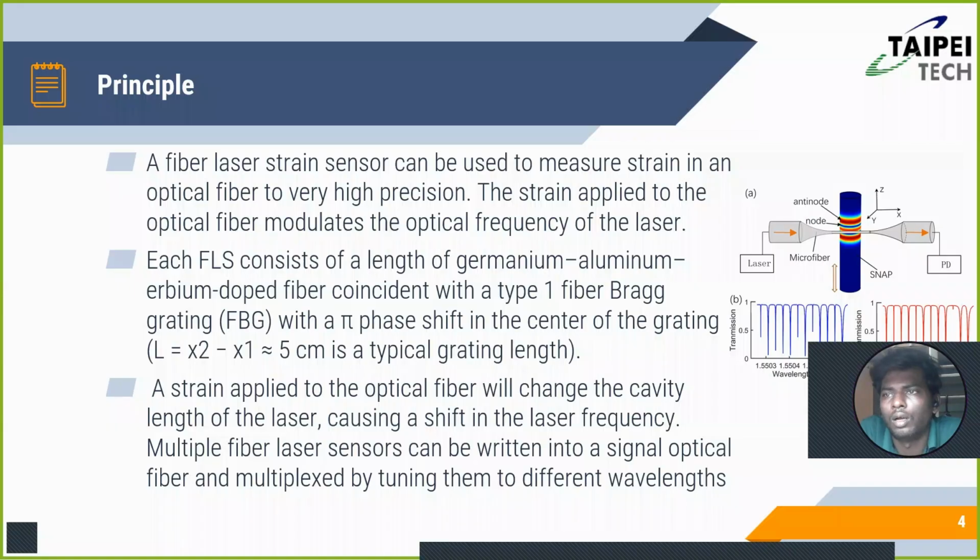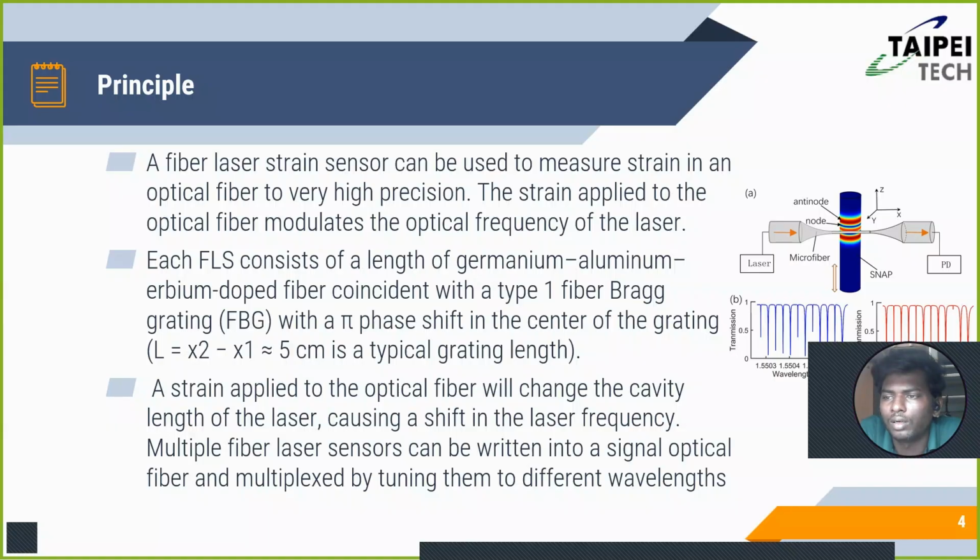Principle: how does it work? The fiber laser strain sensor uses strain induced modulation of the laser frequency to detect tiny displacements. Each sensor contains a section of doped fiber, specifically germanium, aluminum, erbium doped fiber, along with a fiber Bragg grating that includes a phase shift in its center. When strain is applied, the optical cavity length changes, which shifts the laser's frequency. These shifts are measurable with extreme accuracy.